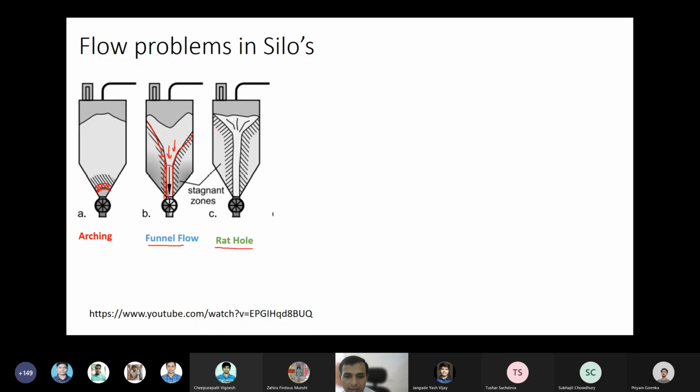It makes a funnel, right? It's almost like a funnel shape. So whenever there are stagnant zones in the particles, this sort of funnel flow or rat hole formation will take place. A few minutes later, I will explain why these stagnant zones will happen.